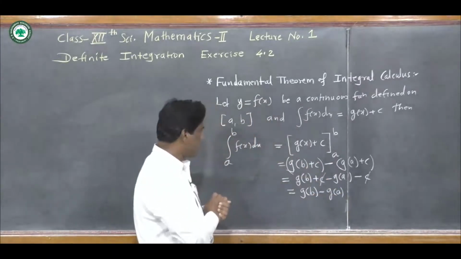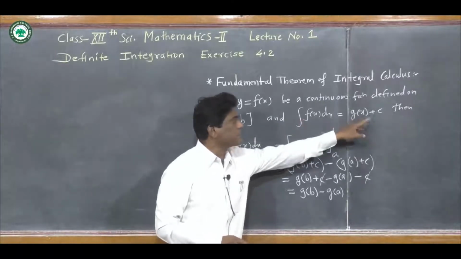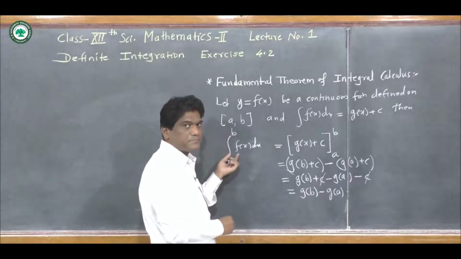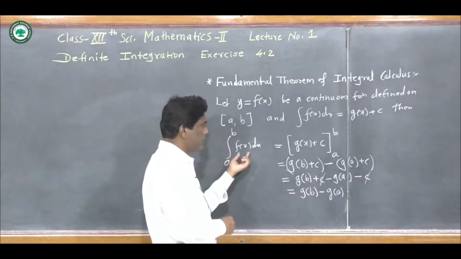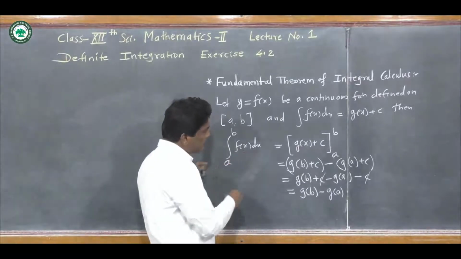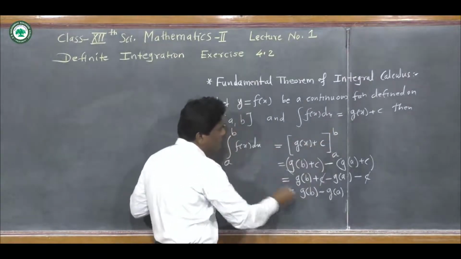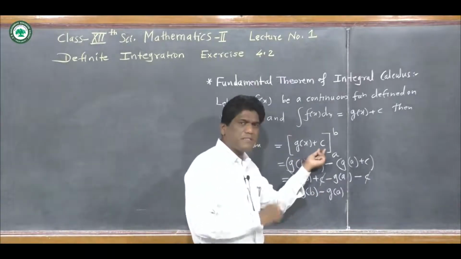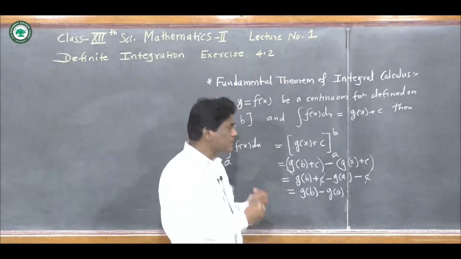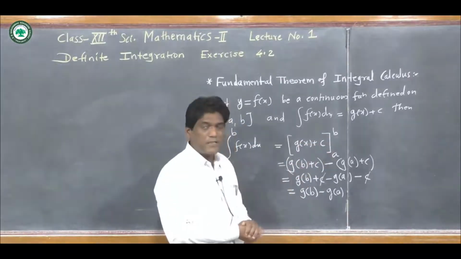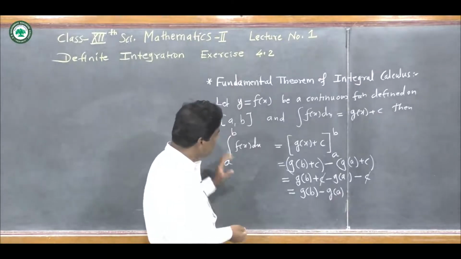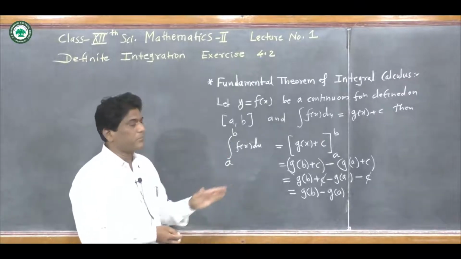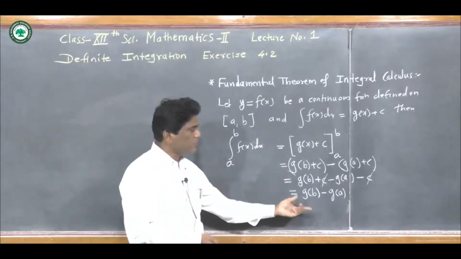Now here, integration of f of x dx is g of x plus c. While we take definite integration from a to b of f of x dx, the solution is g of x, so we take g of upper limit b minus g of lower limit a, and we don't take the constant of integration of indefinite integration, because it is cancelled due to the upper limit and lower limit. So this is the basic definition of definite integral: integration from a to b of f of x dx is equal to g of b minus g of a.